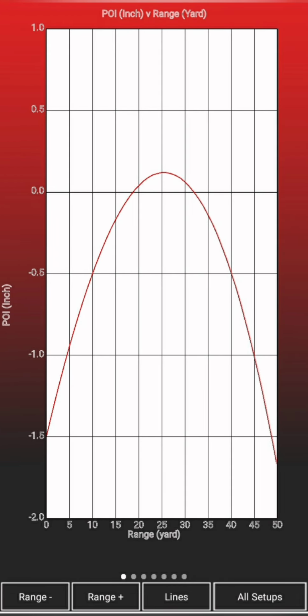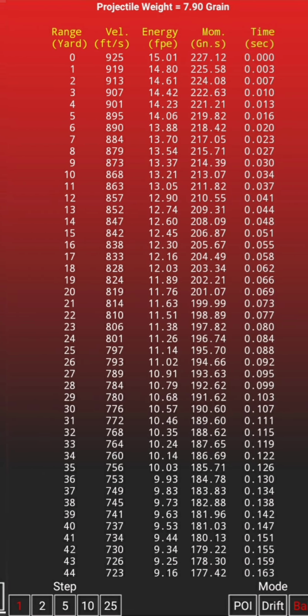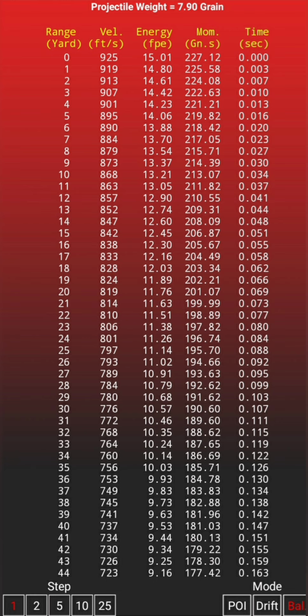And here's what my trajectory looks like on the graph. And here's the chart that shows my velocity and the foot-pounds of energy and time to target and all that. At my zero, 32 yards is 768 feet per second and 10.35 foot-pounds of energy.